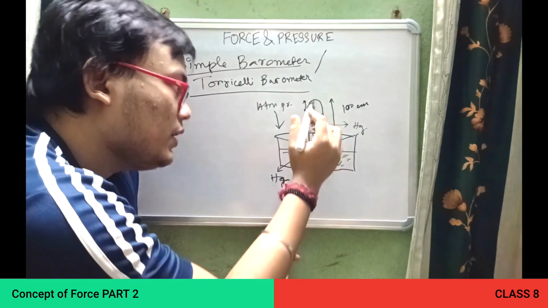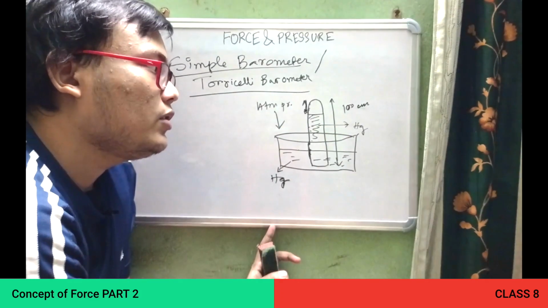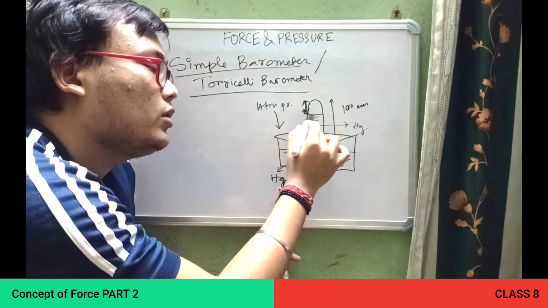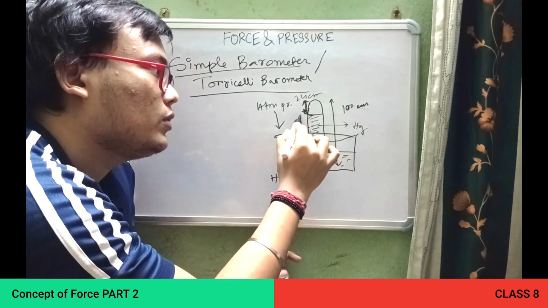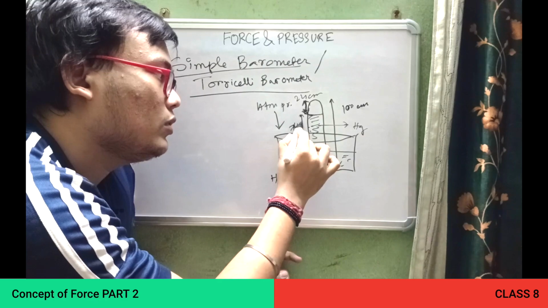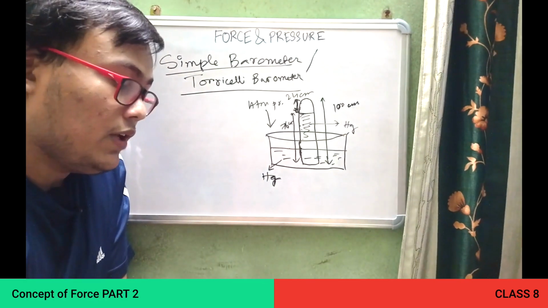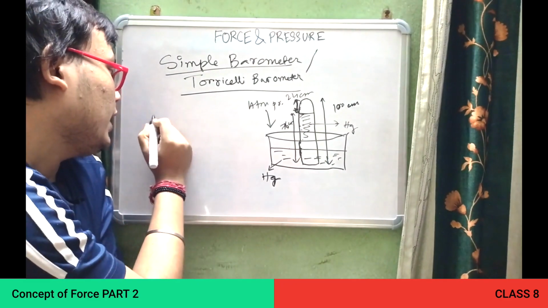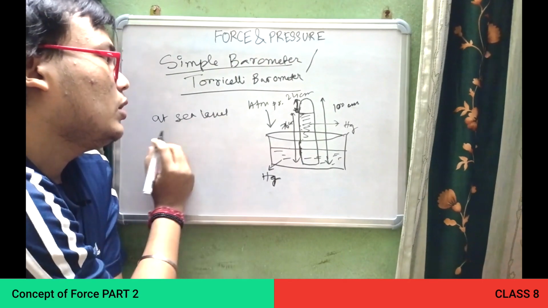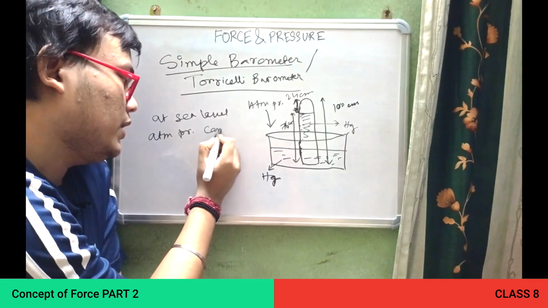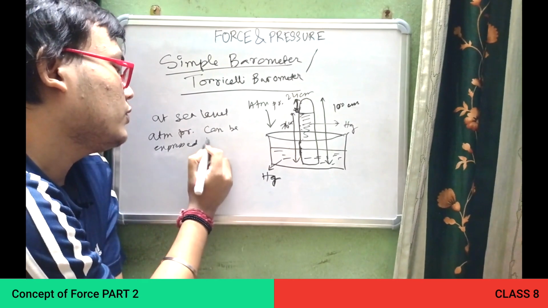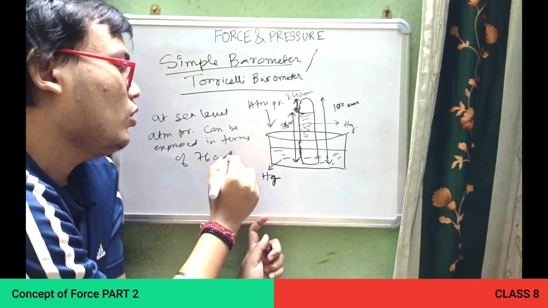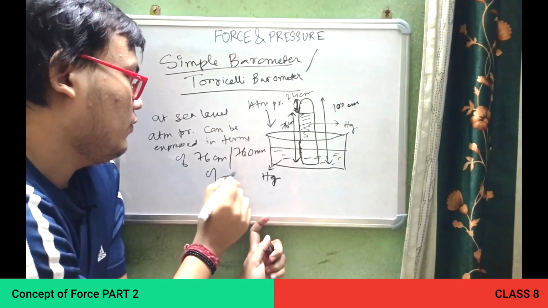Now the level of mercury in the test tube gives us the atmospheric pressure. It is seen that at sea level the level of mercury inside the test tube comes down by 24 centimeters. So at sea level, atmospheric pressure can be expressed in terms of 76 centimeters or 760 mm of Hg.